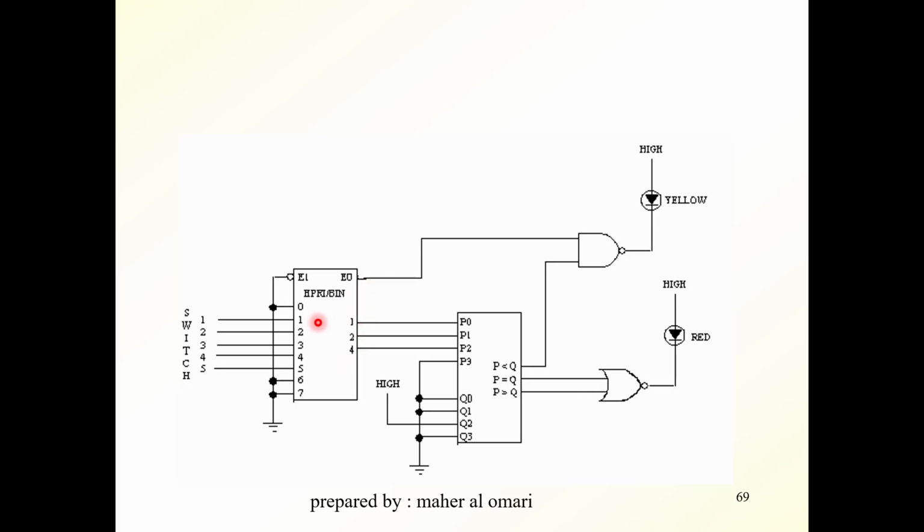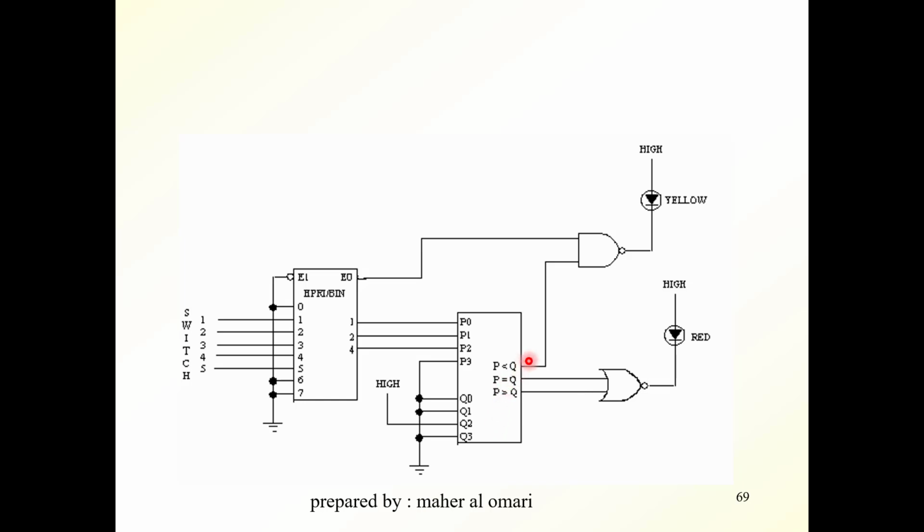If you look at the inputs here, you see that the first input is connected to ground along with inputs 6 and 7, while inputs 1 to 5 are connected to switches. The output, which is the code that represents one of the inputs, is taken into the P input of a 4-bit comparator. This device compares the 4 bits P0, 1, 2, and 3 with the 4 bits Q0, 1, 2, and 3.